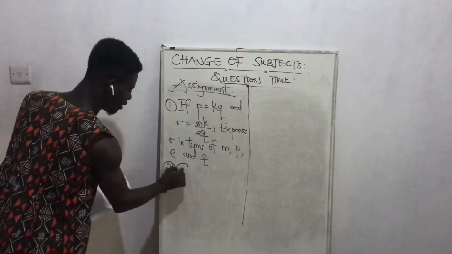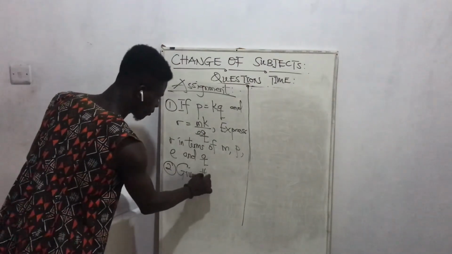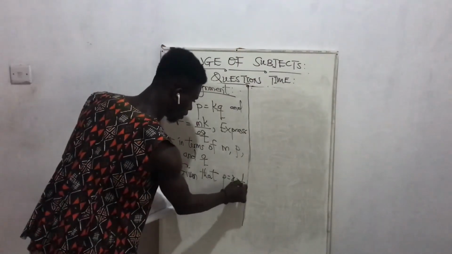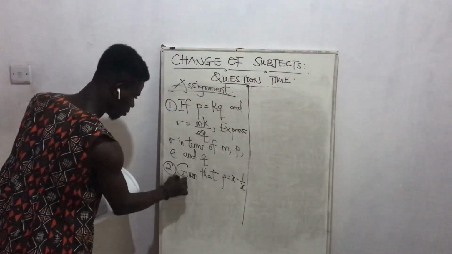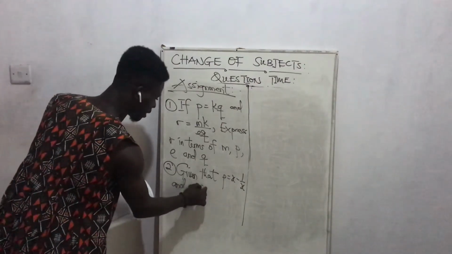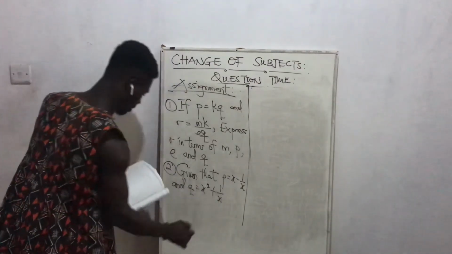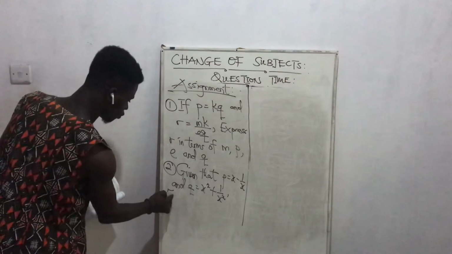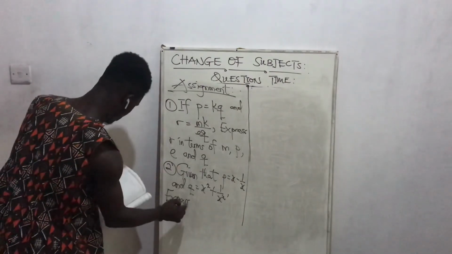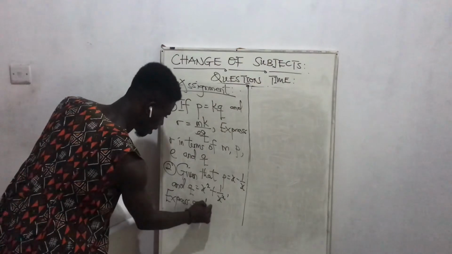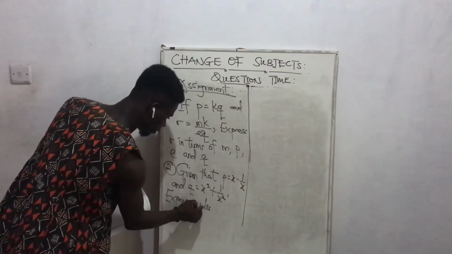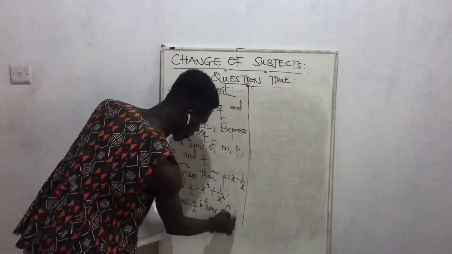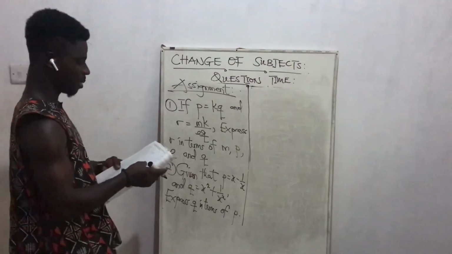Alright. Given that P equals x minus 1 on x, and Q equals x squared plus 1 on x squared. Express Q in terms of P.